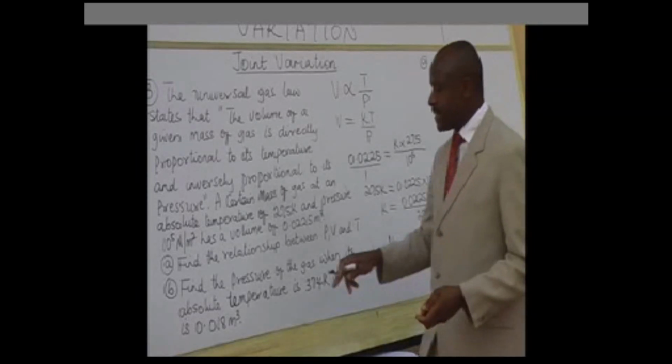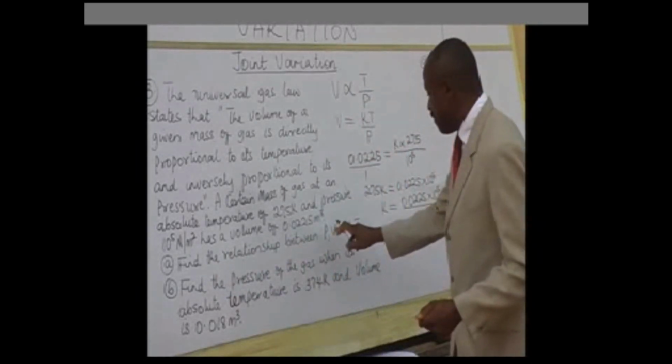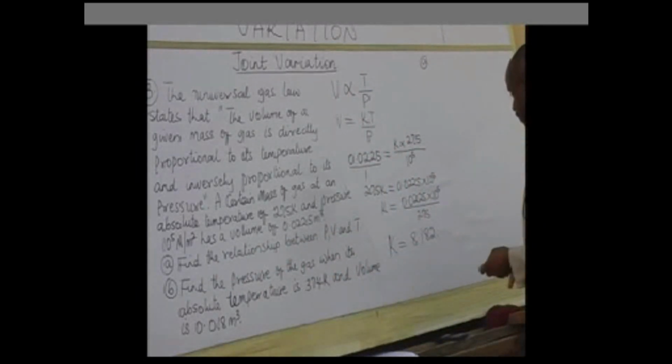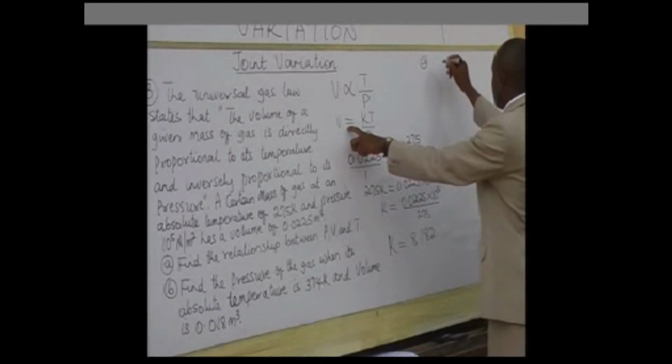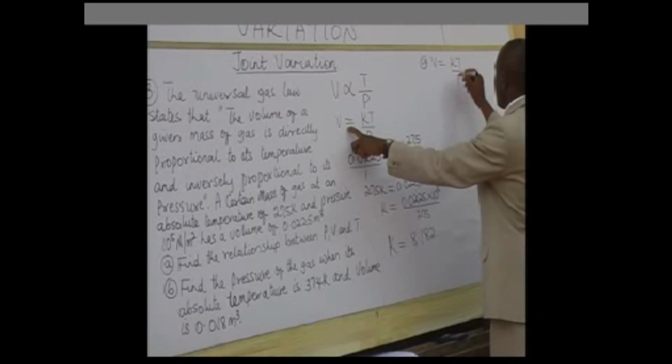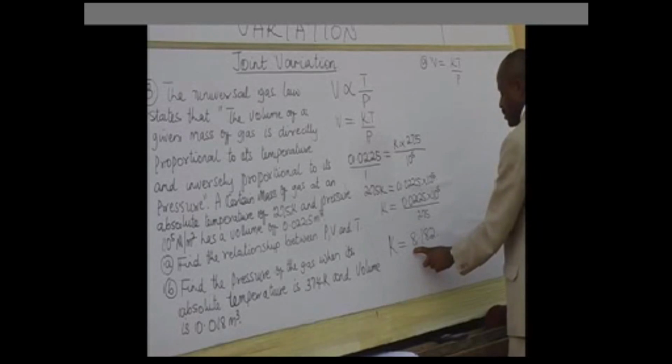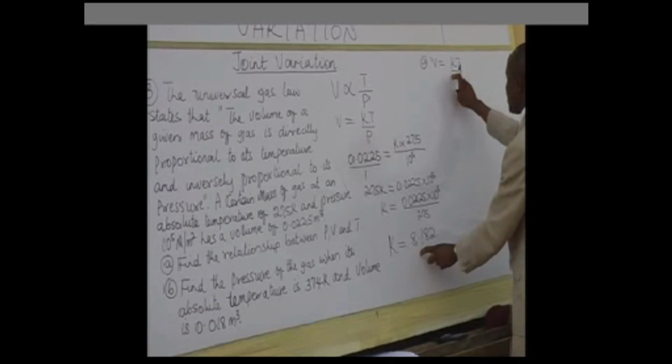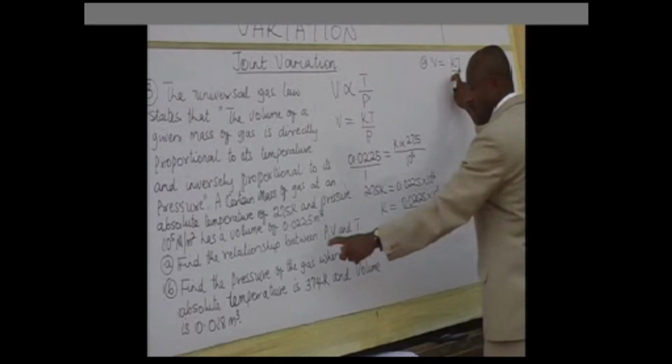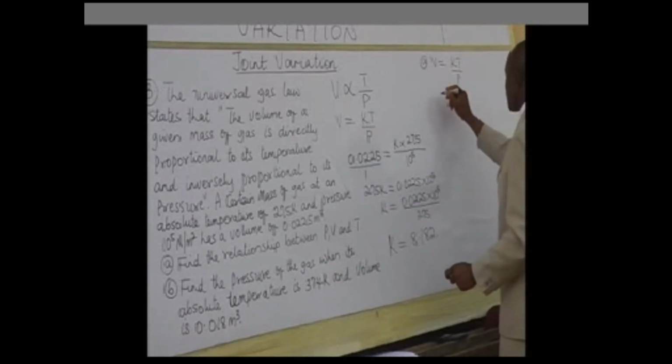Question number A says we should find the relationship between P, V, and T. Just go to the equation. V is equal to KT all over P. Substitute the value of K inside the equation. Whatever it gives you is the relationship question number A is asking for.